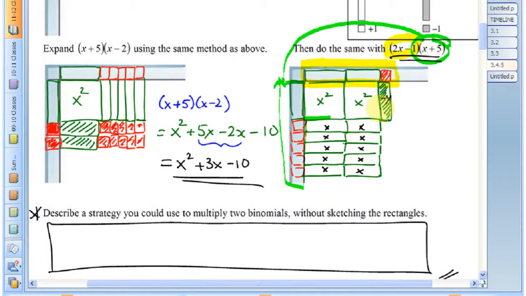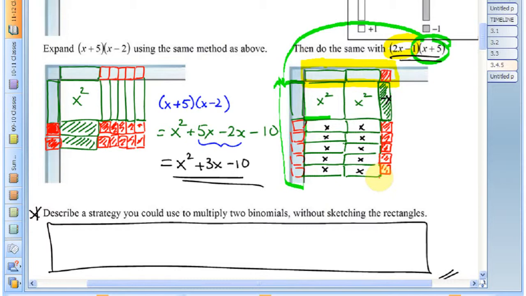Now, to complete this rectangle, what else do I need to draw in here? Squares, good. Positive or negative small tiny squares? Why negative? Positive times a negative is negative. Excellent. Okay? Now, if you look at this picture, what's my result?